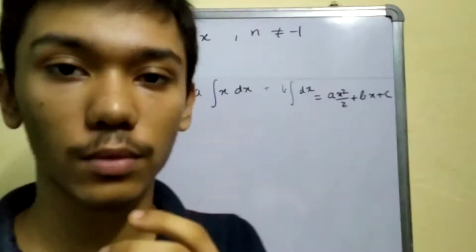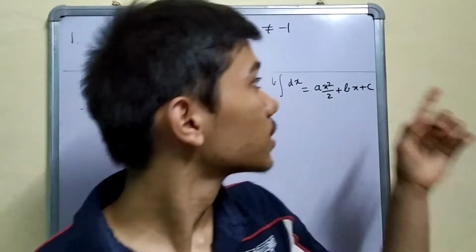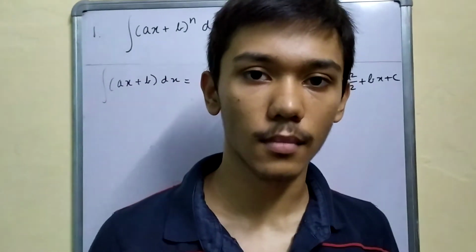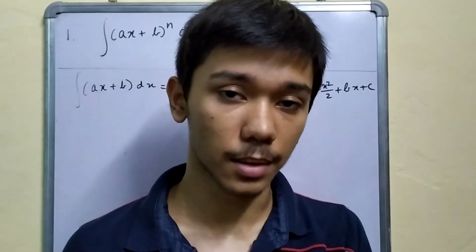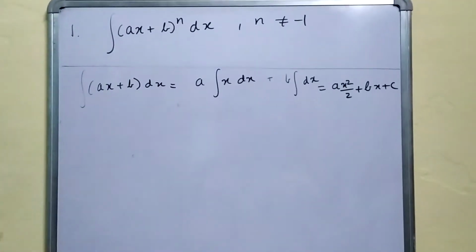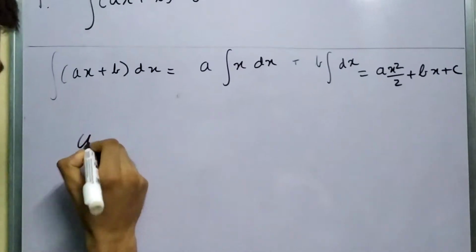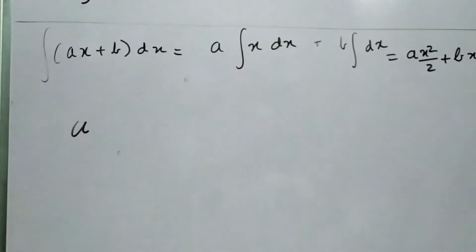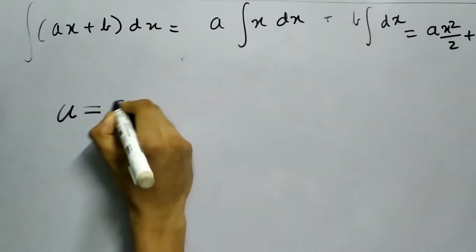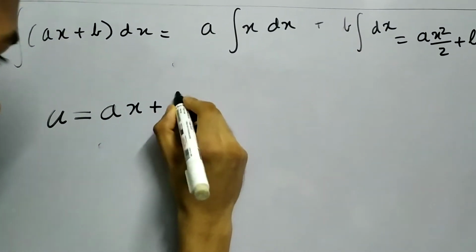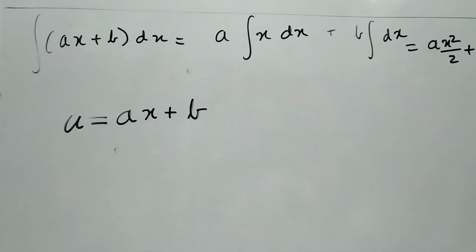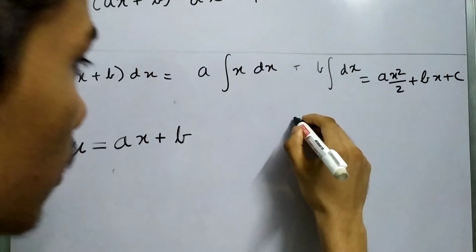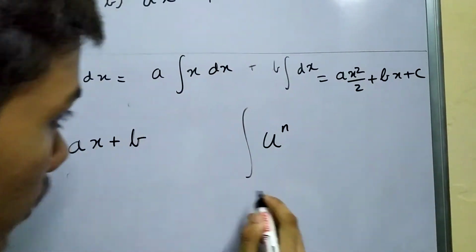Now what to do with a general power n? This n should not be equal to minus 1. That's the condition. Now here's where substitution comes in. You consider another function of x, u. Now this u is just arbitrary. You can take any variable you want, and define it as ax plus b. After you do this, you will realize that this integral becomes the integral of u to the power of n dx.